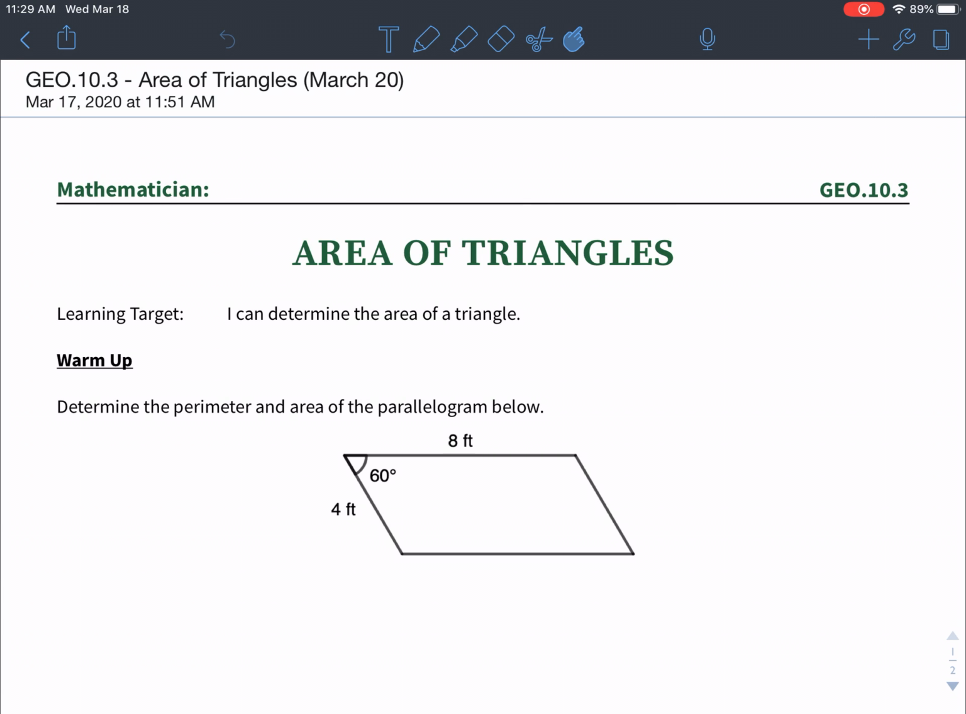Let's get into it. These are the notes for area of triangles. You have one warm-up problem, so don't not do it. Take a moment, pause right now. All right, I am assuming that you have paused and now unpaused. So we're gonna push forward with the solution, so you can check your work and make sure that you got the skills.